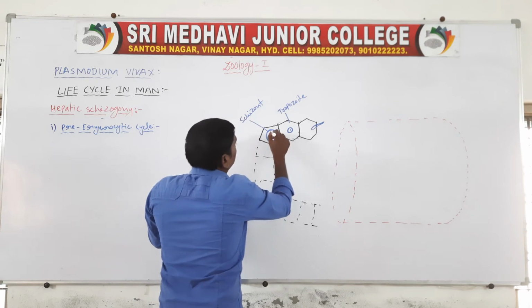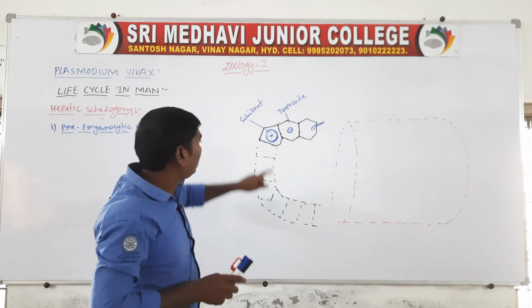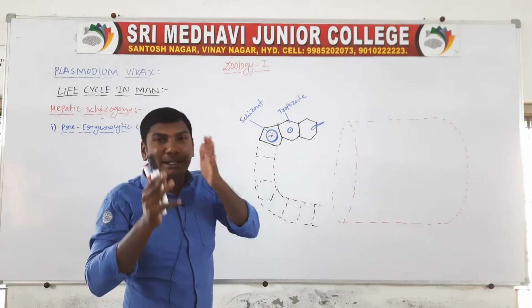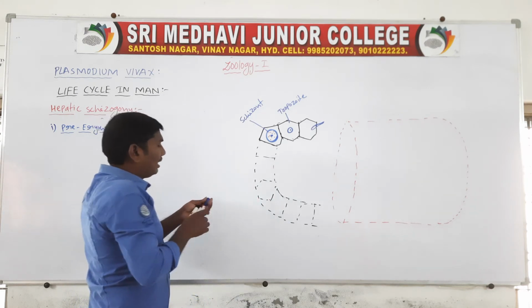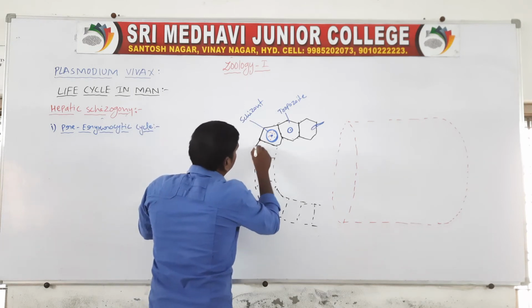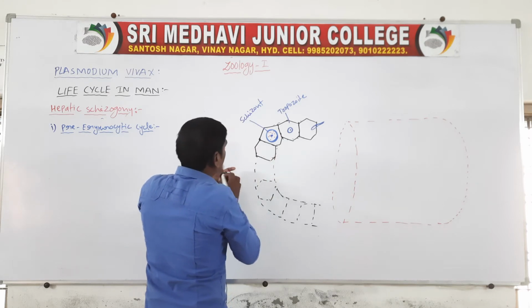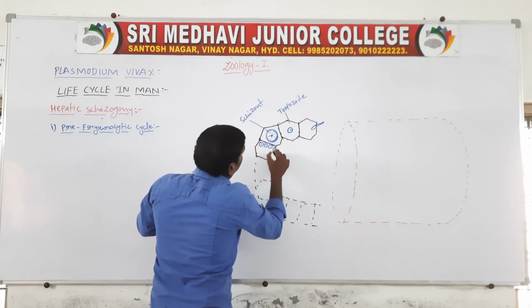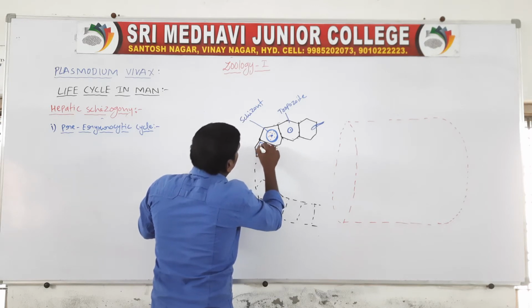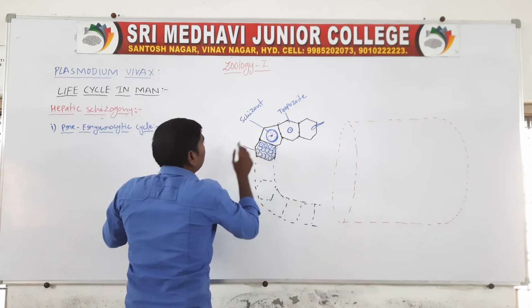So these are the cytoplasm. There are many mitotic divisions. So in this stage, many mitotic divisions is called schizogony. Schizogony means cell division. They are divided into many cells. Schizogony means asexual reproduction.